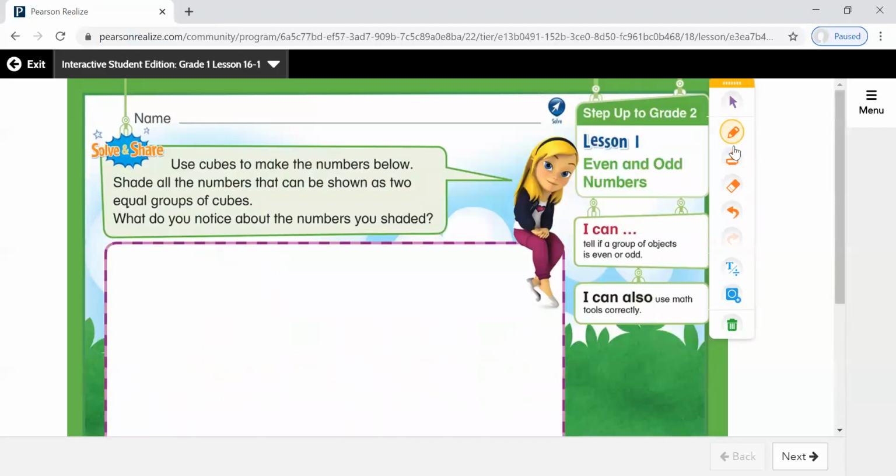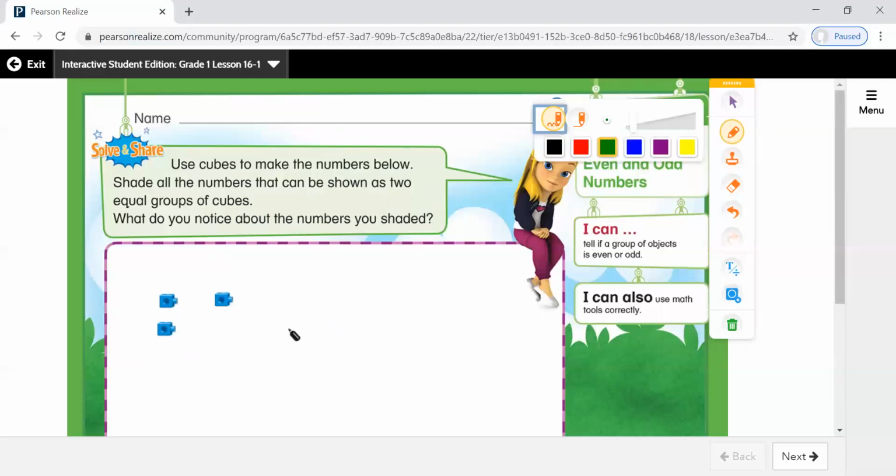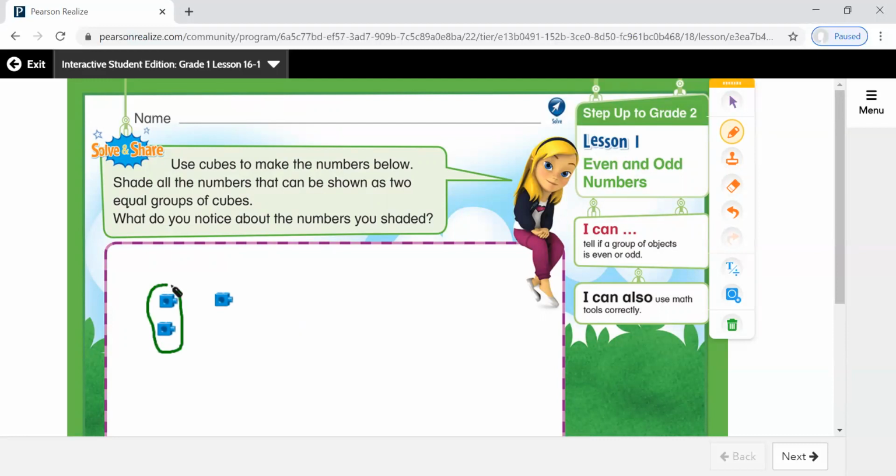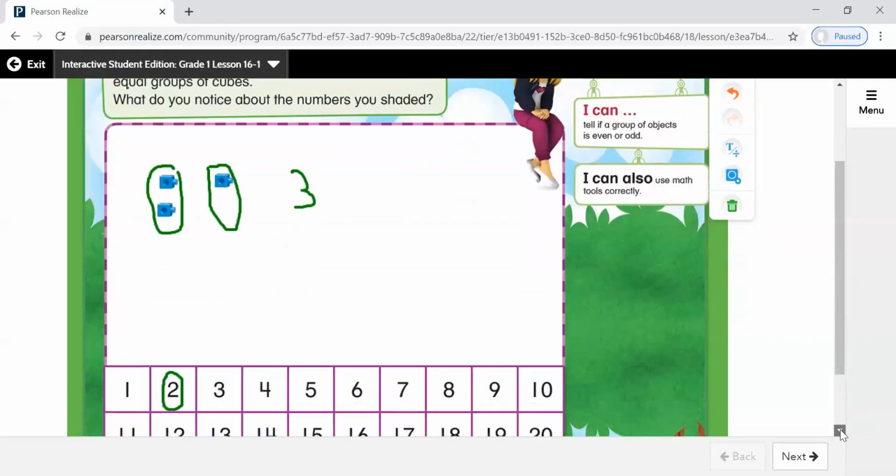Now, what about 3 cubes? If I have 3 cubes, can I put them into two equal groups? 1, 1. Here, I have 3 cubes. Can I put them into two equal groups? This is the first group. This is the second one. Are they equal? No. So number 3 is an odd number. I will not circle it here in this table.